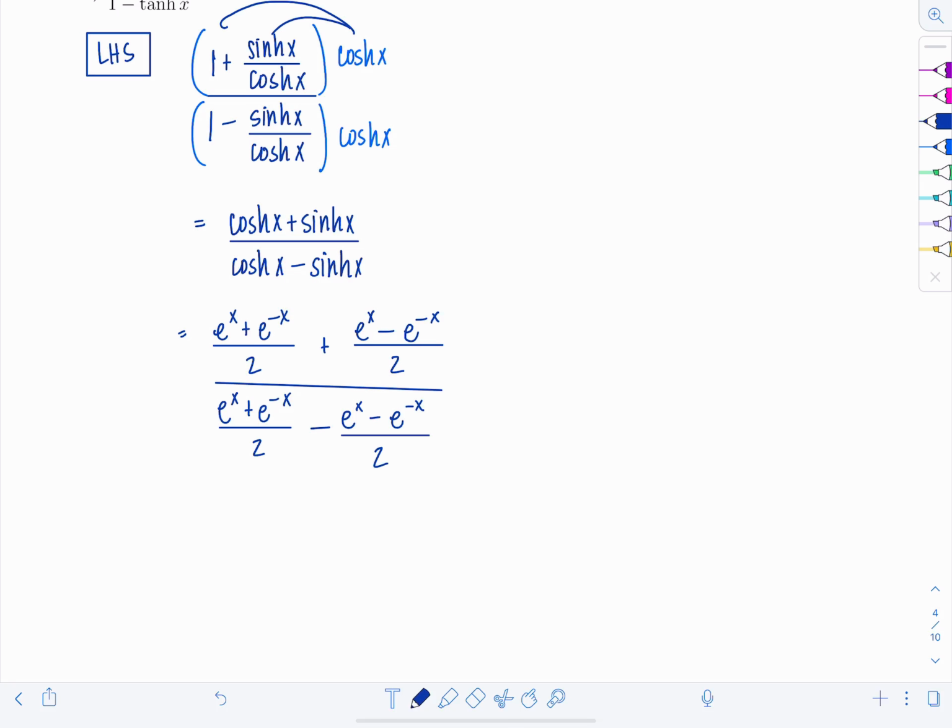Okay, how can we clean this up? Well, all of those denominators of 2 cancel out, right? You can imagine if you just multiplied the whole thing by 2, it would be gone.